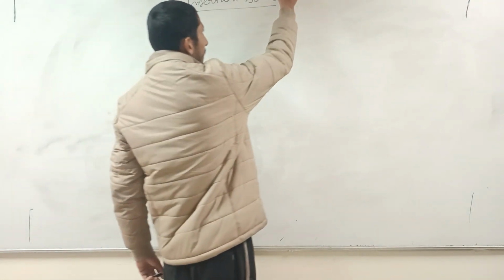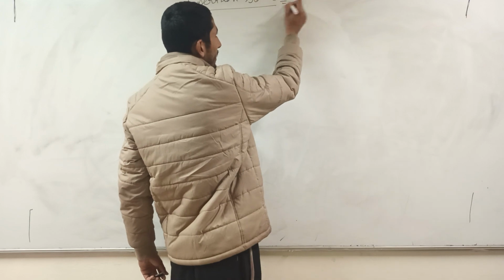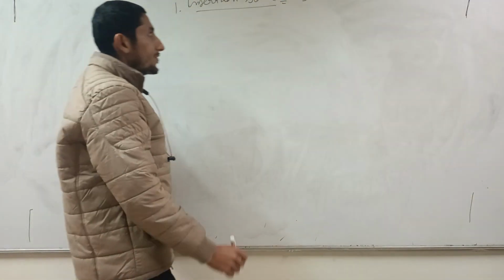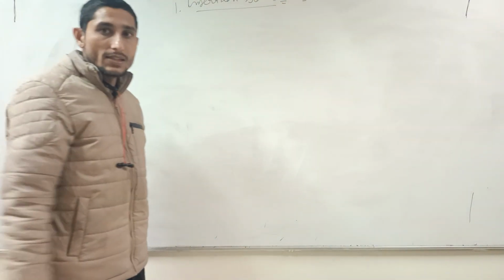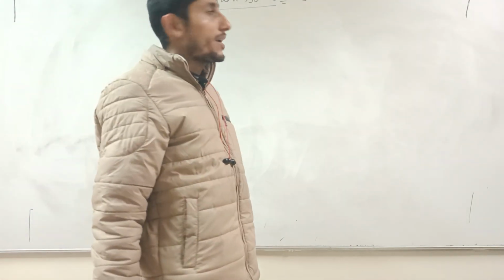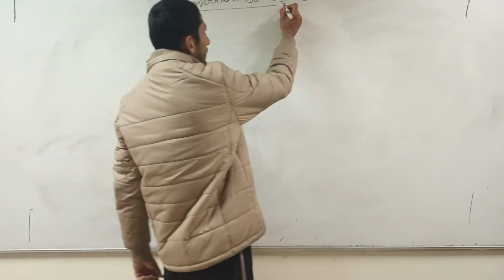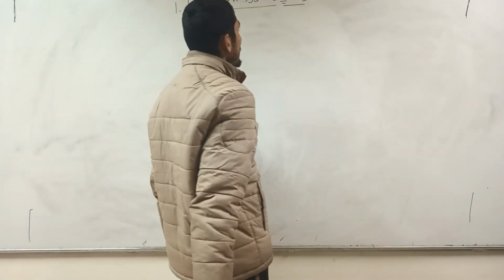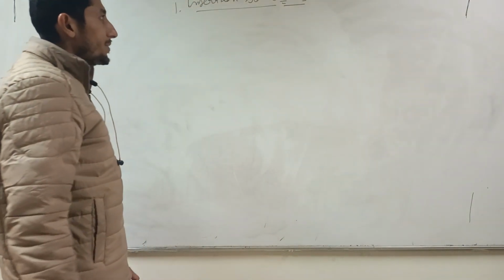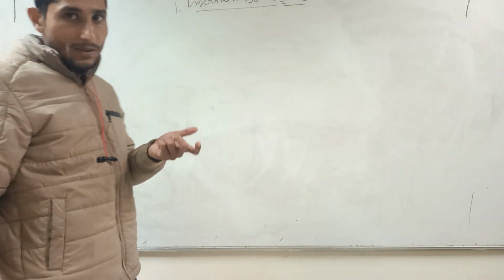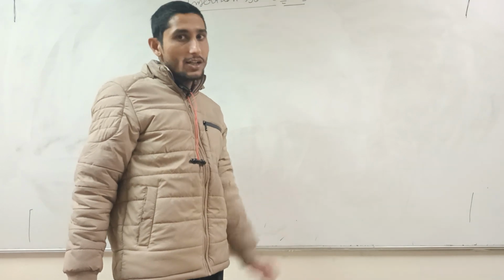So there are two parameters. A is the array and n is the number of elements in the array. So there are two inputs: A is an array and n is the number of elements inside the array. First of all, let me tell you what is the idea behind insertion sort.